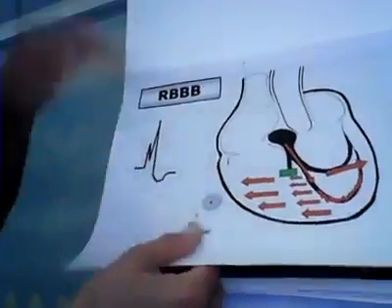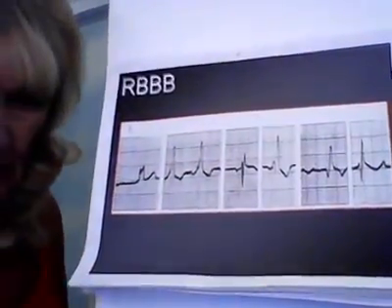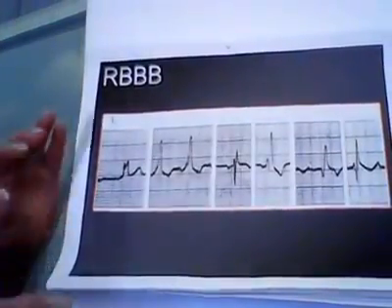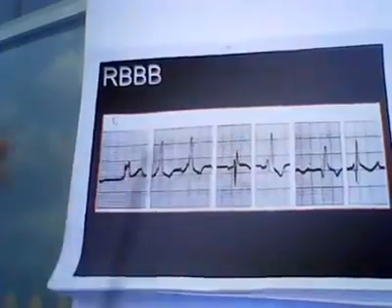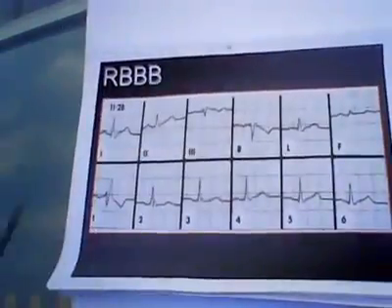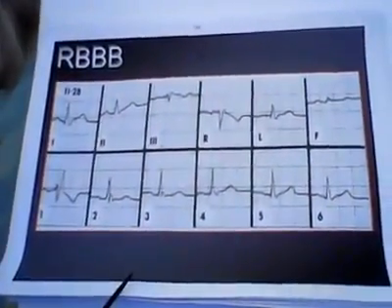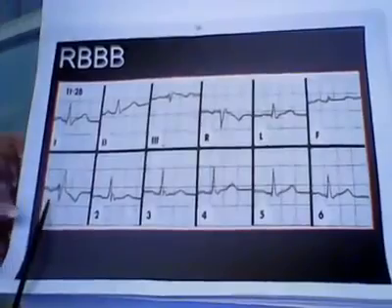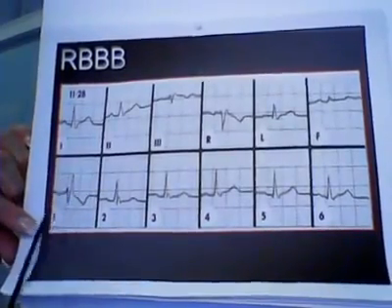Let me show you some 12 leads. This is a right bundle branch block. You see, we're looking at V1. We have a little r followed by a bigger R. Let me show you more. This is a right bundle branch block. Let me get closer here. This is a right bundle branch block. You see, we have a little r followed by a big R. And of course, we're in V1.